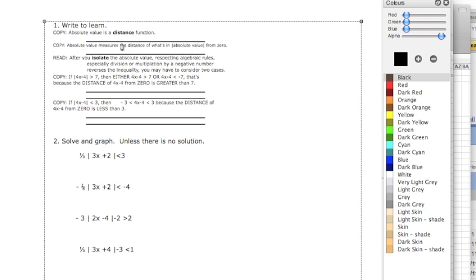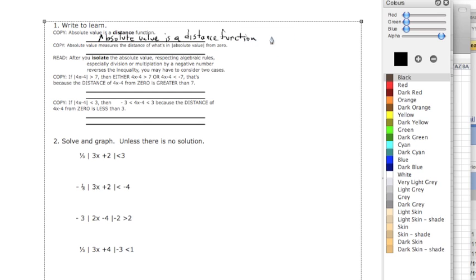Absolute value is a distance function. So let me write that again because this is really important. It's a distance function similar to the square root function. Absolute value answers the question, how far is my number from 0?